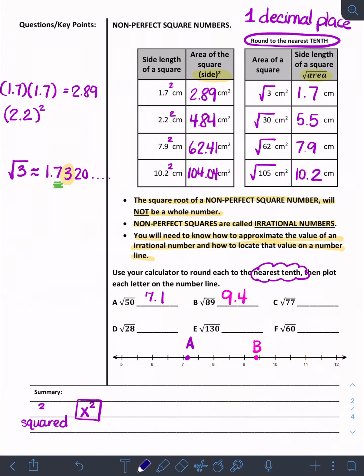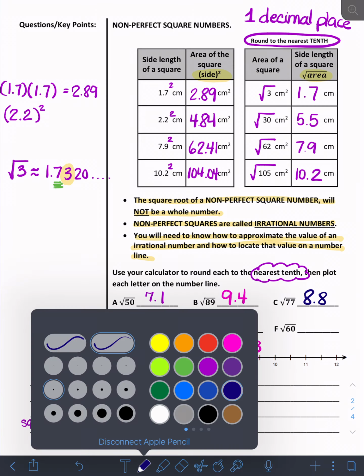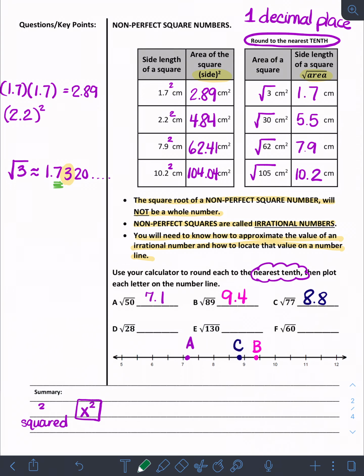Okay, letter C, square root of 77. Square root of 77 is 8.8. 8.8 is almost 9. So here's letter C. Okay, letter D, square root of 28 is 5.3. That's almost halfway, but not quite. So there's letter D.